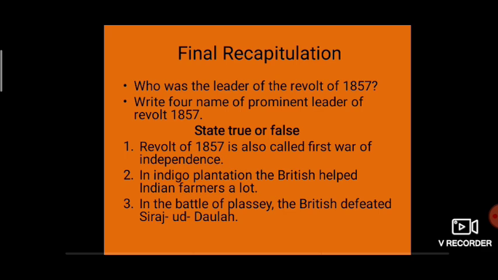Second, in indigo plantation, the British helped Indian farmers a lot. Third, in the Battle of Plassey, the British defeated Sirajuddaulah. Students, if the answer is true, okay. If the answer is false, if you know the reason why it is false, please write that also. Thank you.